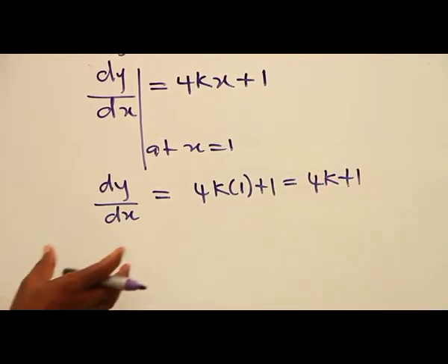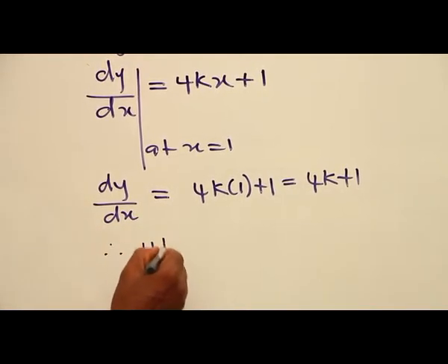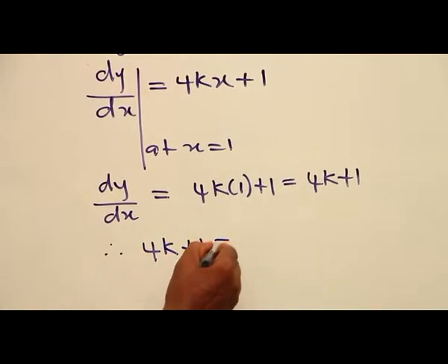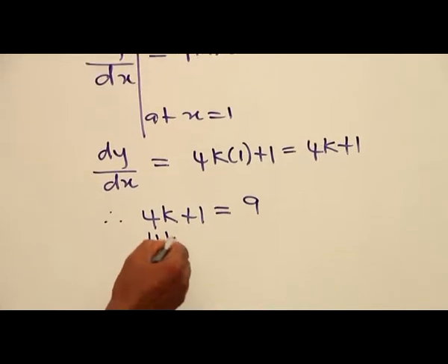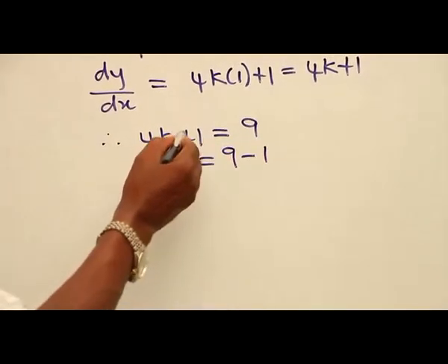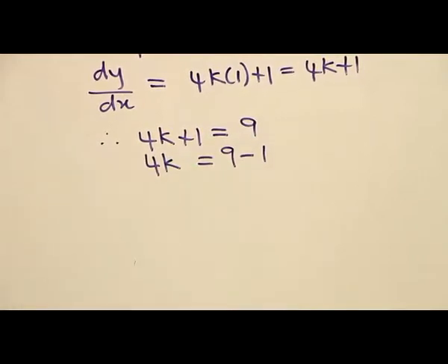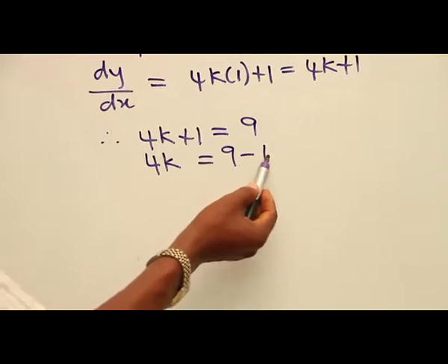And that this derivative, the gradient, is equal to 9. So therefore, our 4k plus 1 is equal to 9. Solving for k, we have that 4k is equal to 9 minus 1, collecting like terms. And of course, when plus 1 crosses over the equation line, it becomes minus 1.